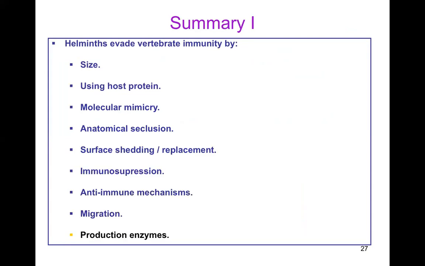So summary number one is that the helminths would evade the immune system through size, using host proteins, molecular mimicry, anatomic seclusion, surface shedding of the antigens, or the replacement of the antigens which will be recognized. We have immunosuppression or anti-immune mechanisms, like we've seen with the filarial worms, or migration from one point to another in the body system, and also production of enzymes which will block the oxidative burst.